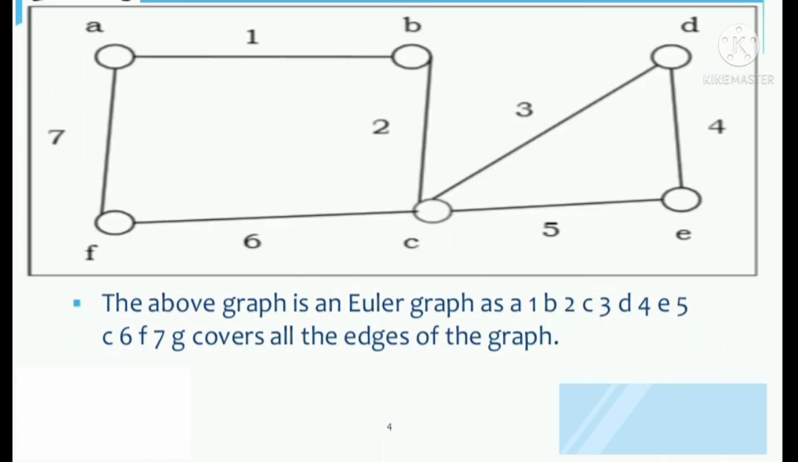This is the example for the Euler graph. We can see the above graph is an Euler graph as, starting at vertex A, 1 B, 2 C, 3 D, 4 E, 5 C, 6 F, 7 G covers all the edges of the graph. So it has covered all the edges. This is the example for the Euler graph.